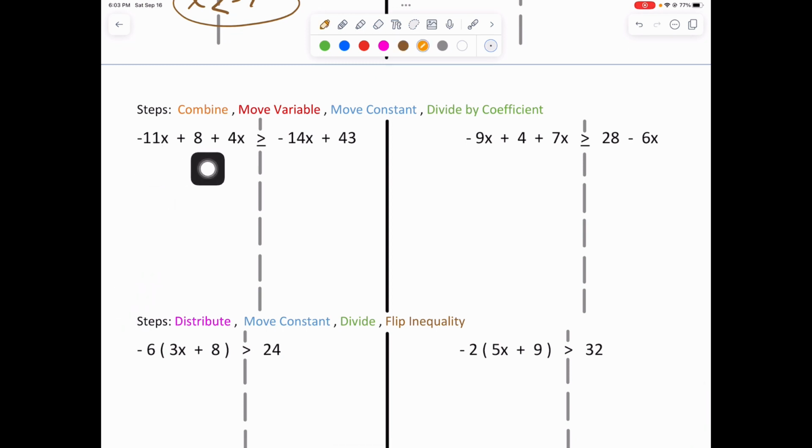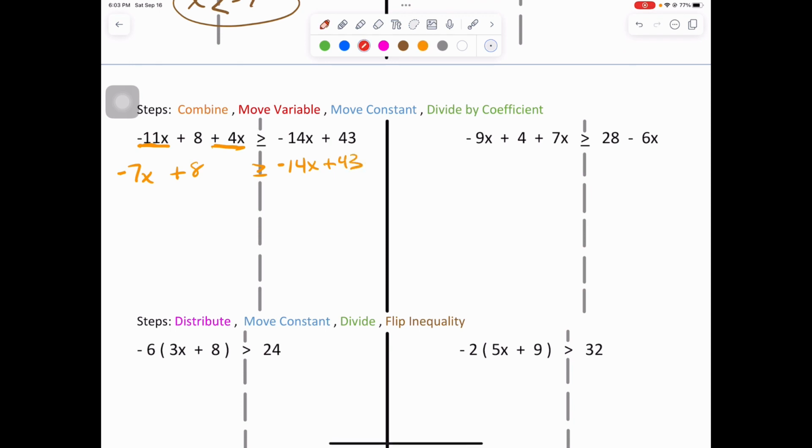Negative 11x plus 8 plus 4x is greater than or equal to negative 14x plus 43. All right, on the left side of our inequality, we have a couple of like terms. We have negative 11x and positive 4x. Now in our calculator, you just do negative 11 plus 4, giving us negative 7. Don't forget the x. Bring down your plus 8, greater than or equal to negative 14x plus 43.